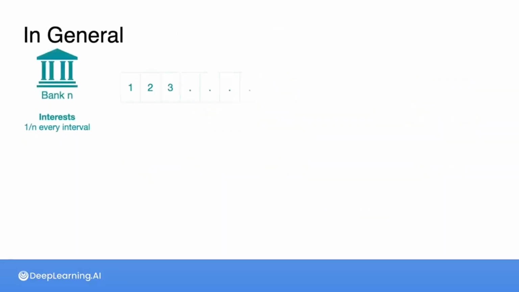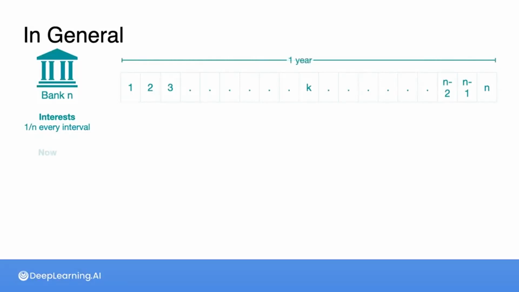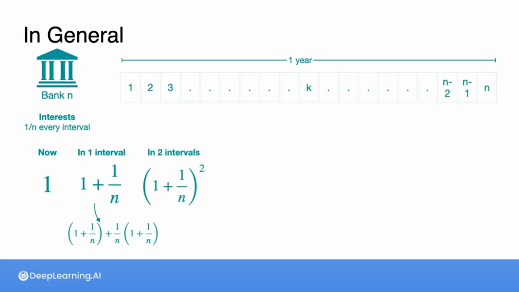So in general, bank N would have N subdivisions. It subdivides the year into N intervals, and every time it gives you 1/n of your money. So you start with 1 on the first day, after the first interval, 1 plus 1 over n. After the second interval, (1 plus 1 over n) squared. And if this is not super clear, let me elaborate. 1 plus 1 over n is the money you have, and you add an nth of that. So you have (1 plus 1 over n) plus (1 over n)(1 plus 1 over n), and that is the money you have plus the interest you accrue.